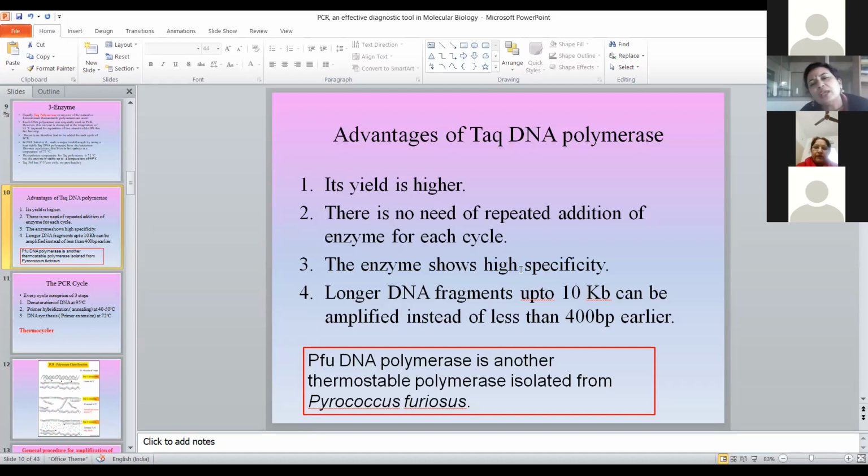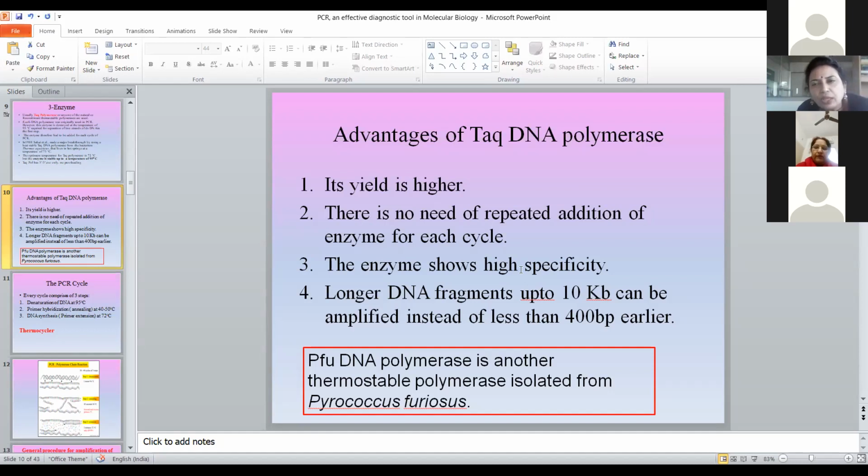So the enzyme has very high specificity. There is no need for repeated addition. And long DNA fragments up to 10 kb also can be amplified. Instead, when we used E. coli DNA polymerase, only 400 base pairs were amplified. But with this enzyme, 10 kb long DNA fragments can also be amplified.